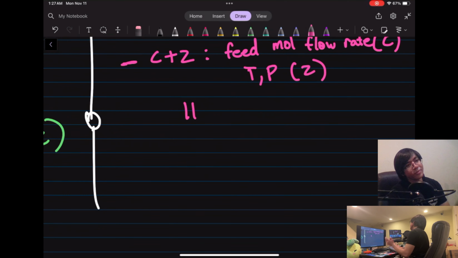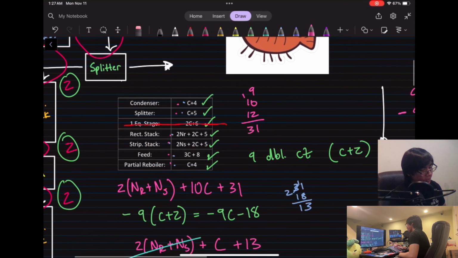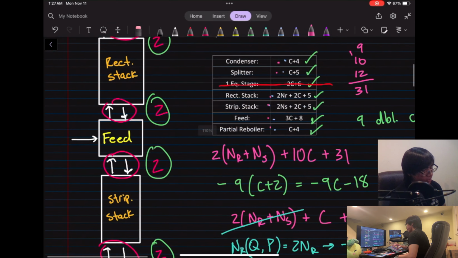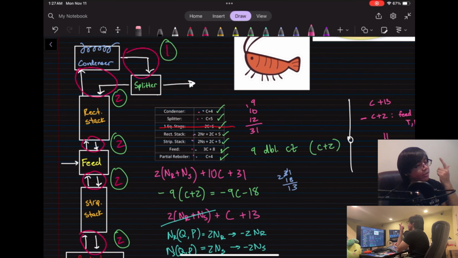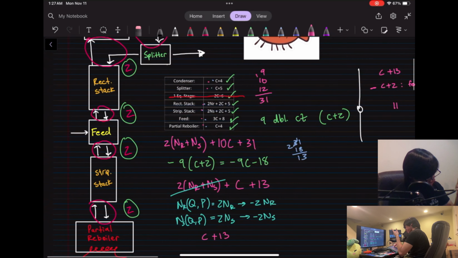Okay. Remember, for our stages, we're already done with rectifying and stripping. So all the stages we have left are the condenser, the splitter, the feed, and the reboiler.